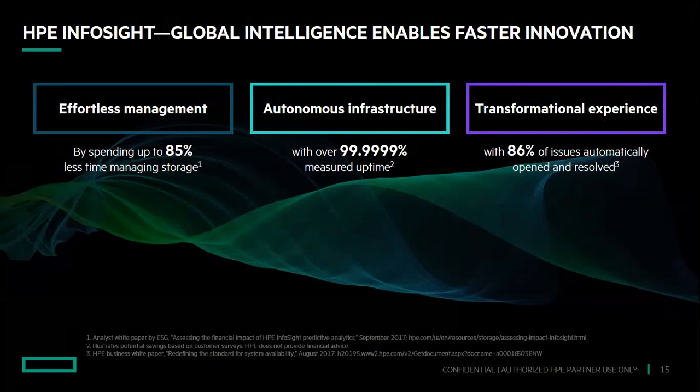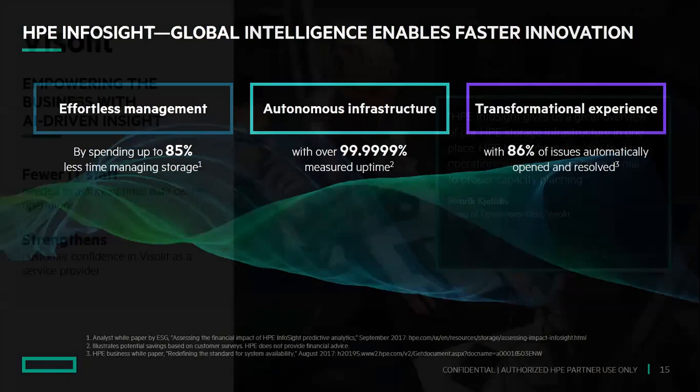Then we say that global intelligence enables faster innovation, which means more effortless management. We are going toward a more autonomous infrastructure, with triple nines of availability and measured uptime. And we are also introducing this transformational experience, where 86% of issues are automatically opened and resolved, and you don't need to do a single thing. This is why we say that global intelligence enables you faster innovation.